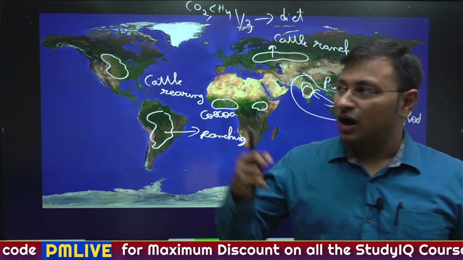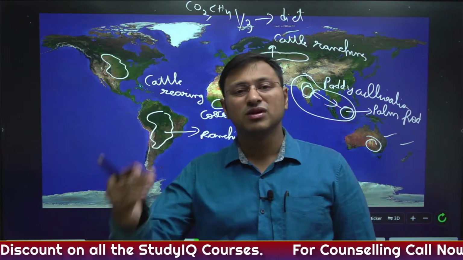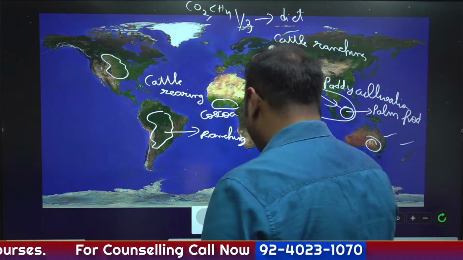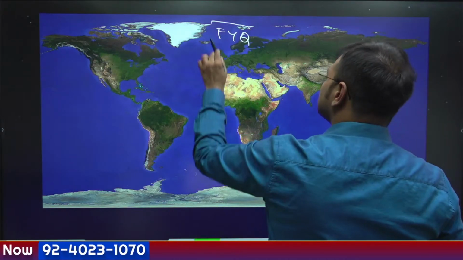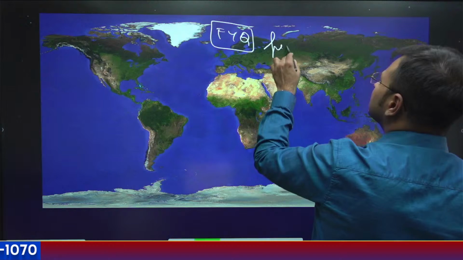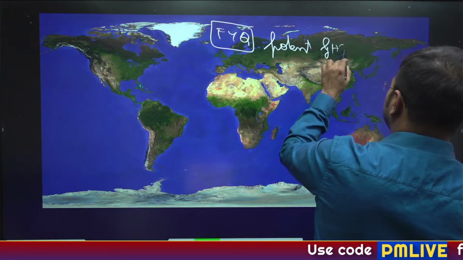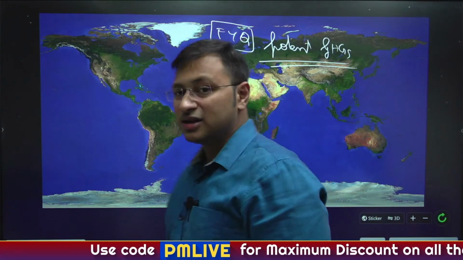But now, are these gases the most potent gases which are now causing global warming? The question, FYQ. So now FYQ question can come for all of you. Which is the most potent greenhouse gas today? Which gas has the maximum propensity to cause global warming considering the 21st century?